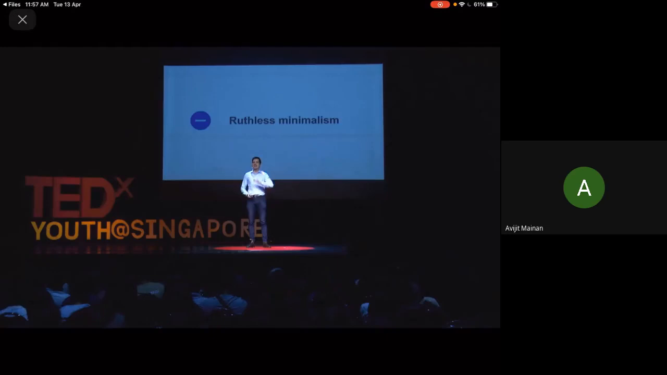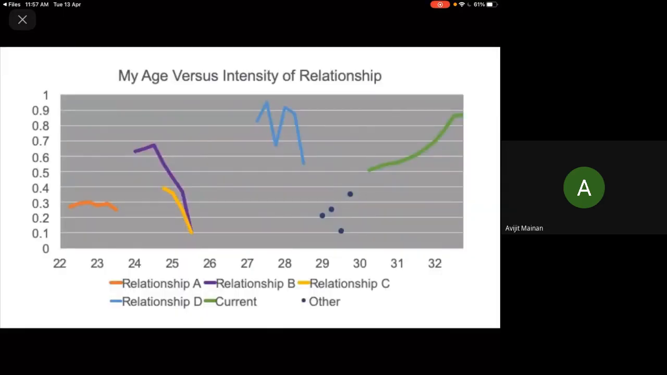I want to move on to the next key to effective data storytelling, which is to be a ruthless minimalist. And to explain this concept, I want to use a personal example. I've been in a relationship for about 2 years now. And it's often around this time that your partner starts to ask about some of your previous relationships. So I did what any good data storyteller would do, and I put together a chart.